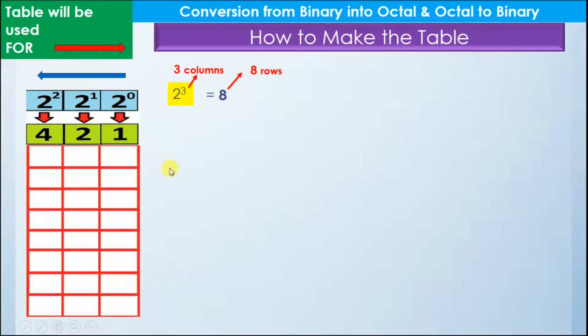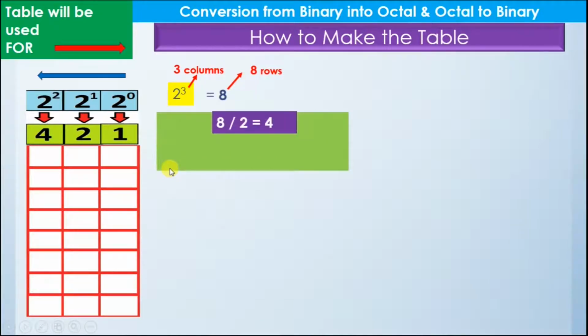So now we will see how to fill the table with zeros and ones. First of all, as the table is made for octal numbers, we take 8 and divide it by 2, because we are dealing with binary. 8 divided by 2 is equal to 4. So in order to fill the table, we will write 4 times 0. So 4 zeros come in the leftmost column. And then we will write 4 times 1. So 4 ones come in the remaining boxes of the leftmost column.